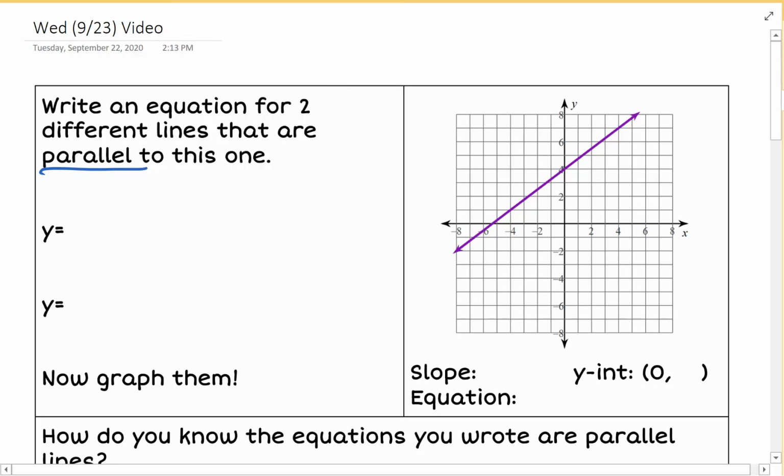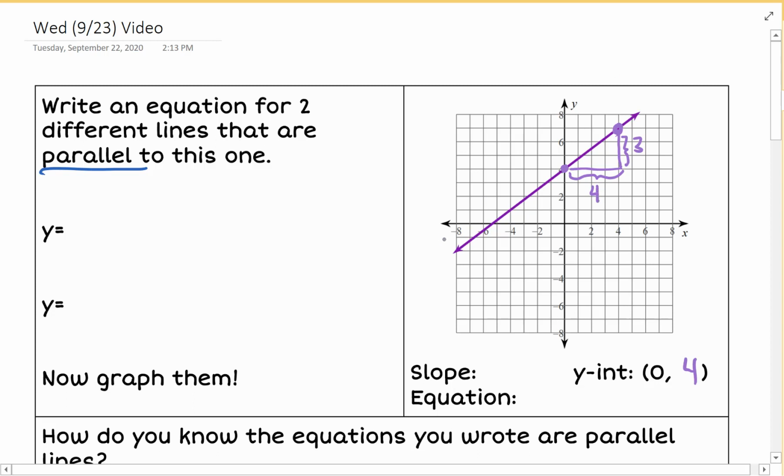I'm going to find the y-intercept. Looks like that is 4. And I want to find another point. Here's 1. Here's my slope triangle, delta y. The height of this triangle is 3. Delta x, the width of this triangle, is 4.